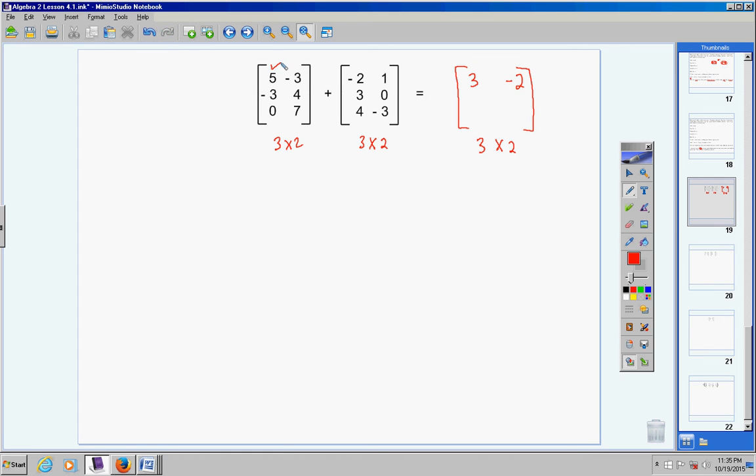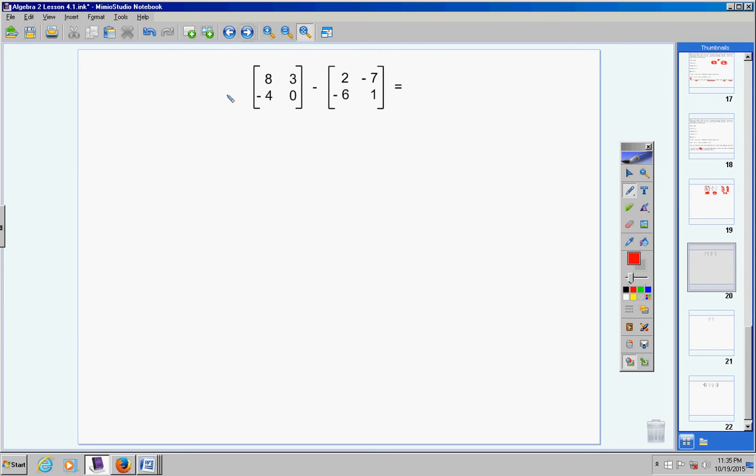Just check off each number as you use it. Negative 3 plus 3, check off this number. That would be 0. 4 plus 0. 4. 0 plus 4. 4. Check off this number. 7 plus negative 3. 4. Check off this number. Look at that. Now students, listen to me. That is really, really easy to do. Okay? If the dimensions or the orders are identical, then you go ahead and you add or subtract the two matrices. Really simple.